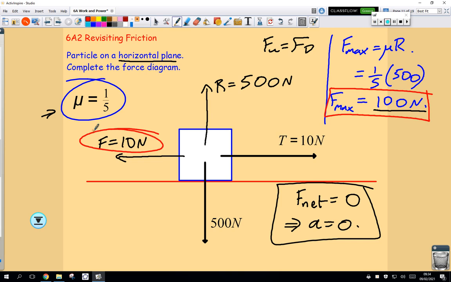It wouldn't make sense in this case for friction to be 100 newtons. It's able to match the 10. In fact, it can match anything up to 100. Beyond that, it can't match it anymore. So in order to create motion, I have to kind of outweigh friction.